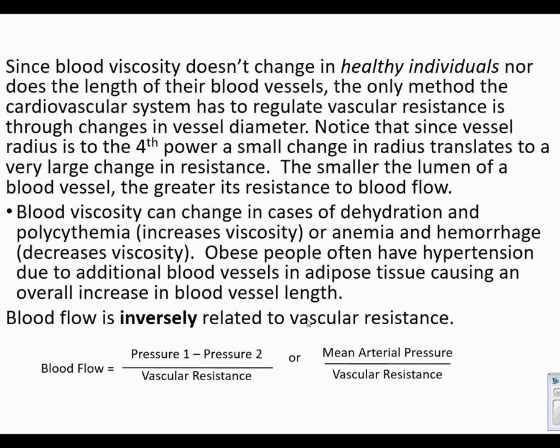And as I mentioned, blood flow is inversely related to vascular resistance. Two different ways to calculate this: by taking pressure 1 minus pressure 2 divided by vascular resistance, or by combining pressure 1 and pressure 2 to get mean arterial pressure, and I'll talk about that here in a second, divided by vascular resistance.